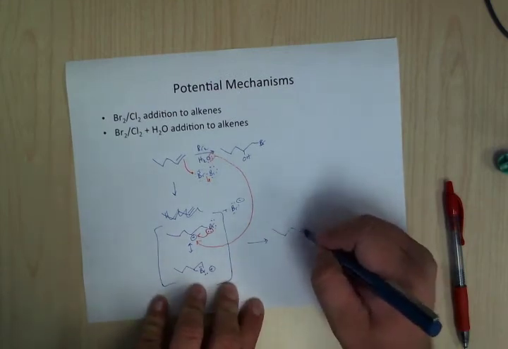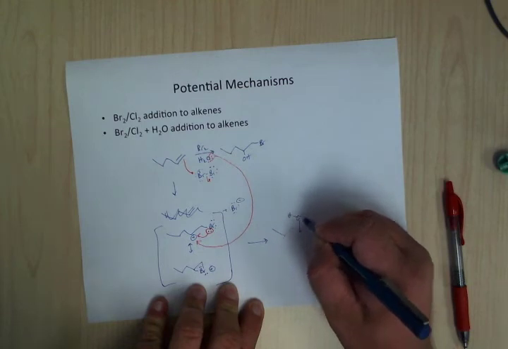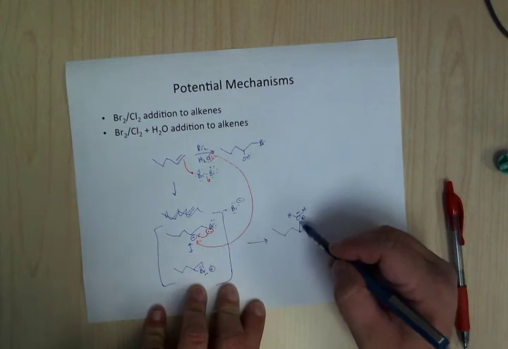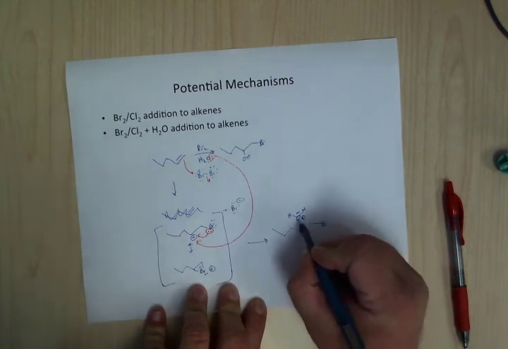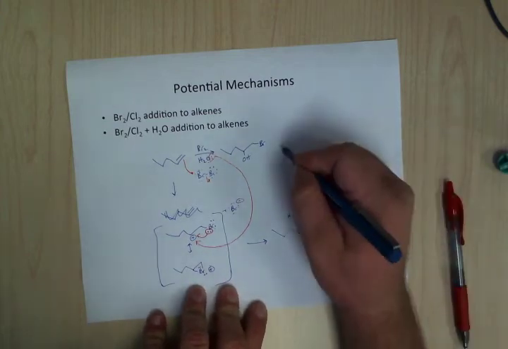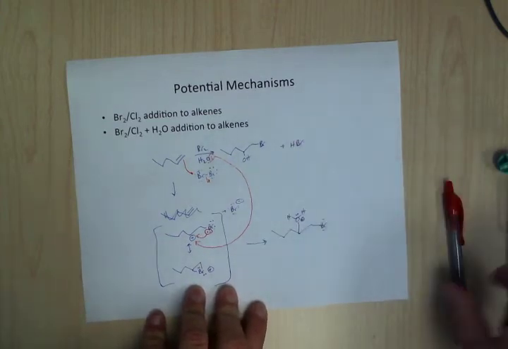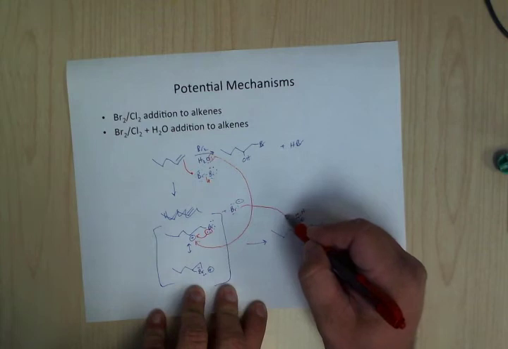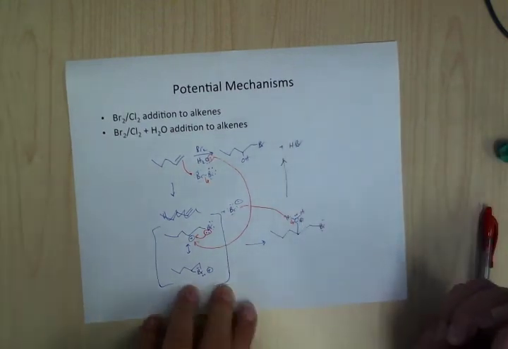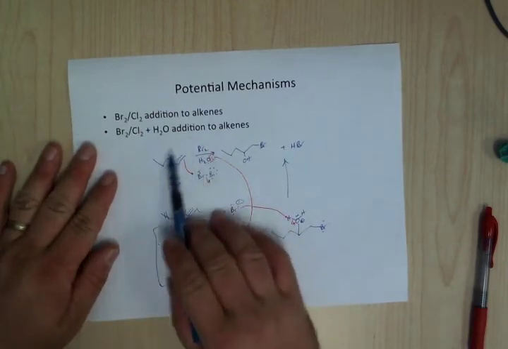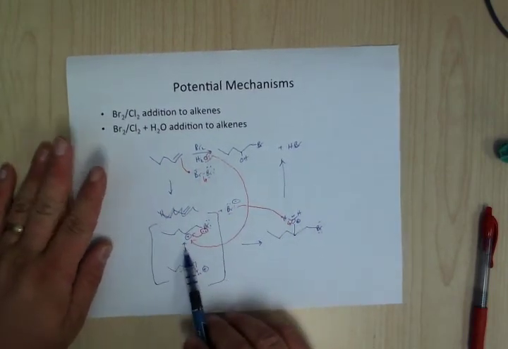I'm going to just draw it up here because it makes it a little easier to see. So one of these lone pairs has made a new bond with that carbon. But unfortunately it has the positive charge, so HBr. That means this bromine is going to come in, grab that hydrogen, push that away, and end up with that.